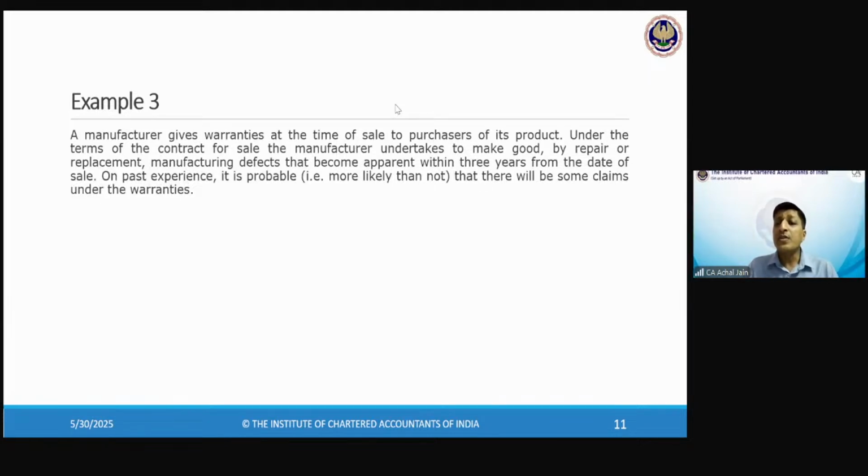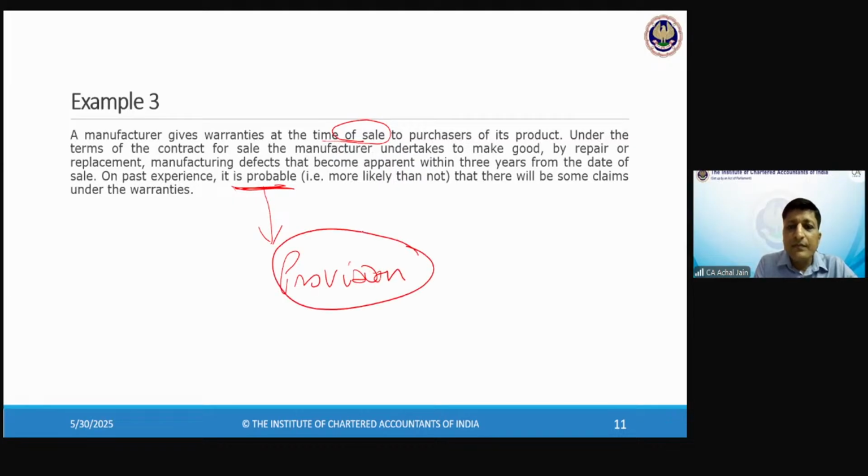Why? Because now cost has been incurred. Why has this been incurred? What is our obligating event? Our obligating event is the sale. So that's why we are looking at this probability and creating a provision today itself. Clear? Clear on this?